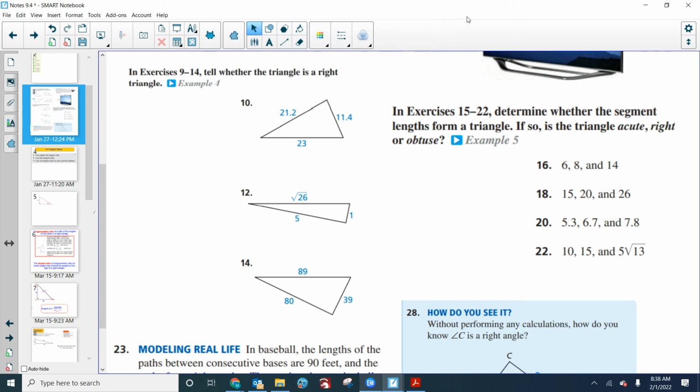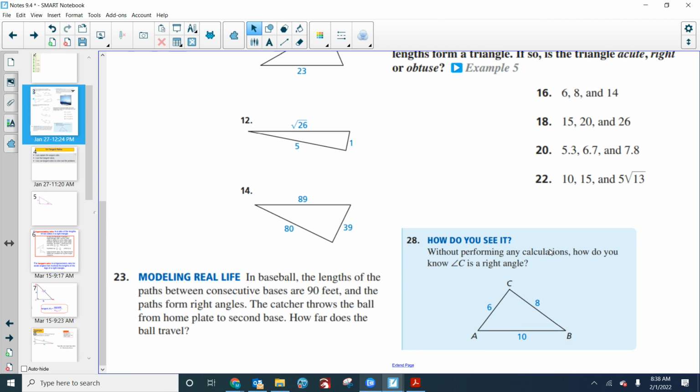All right, here we go. I had a request to go over number 20. You said 20? 22? 20. All right, number 20.